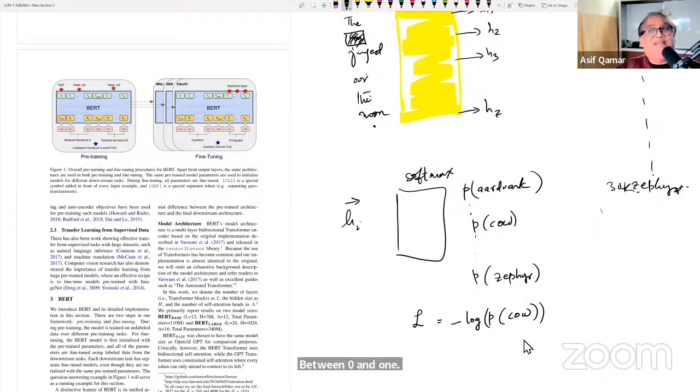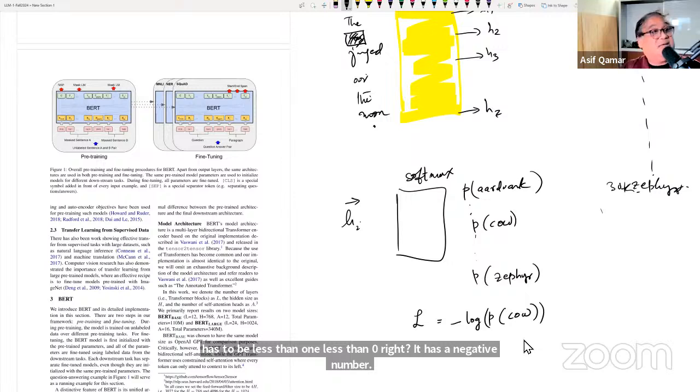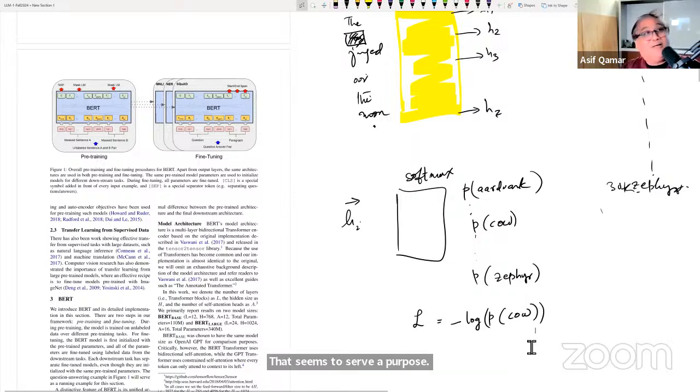If log of 1 is 0, and log of 10 is 1 in base 10, or log of e is 1, what is the log of something smaller than 1? It has to be less than 0, right? It has a negative number. That seems to serve a purpose, except that we don't want the negative. We want the loss to be positive, right?